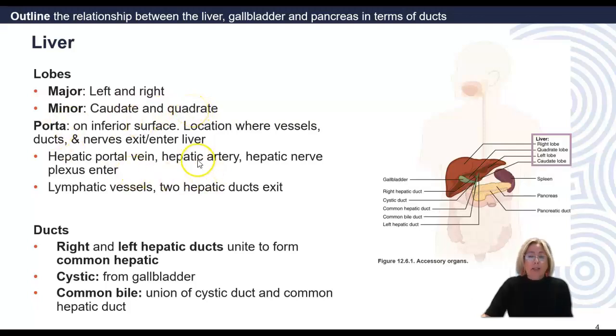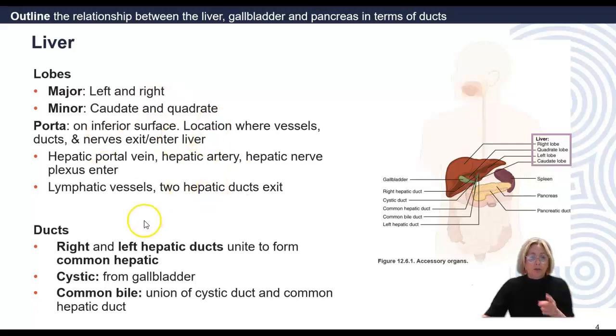The porta is located on the inferior surface, and this is the location where vessels, ducts and nerves exit and enter the liver. Remember, the word porta means door in Latin. The hepatic portal vein, the hepatic artery and the hepatic nerve plexus all enter the liver at the porta, and the lymphatic vessels and the two hepatic ducts exit.